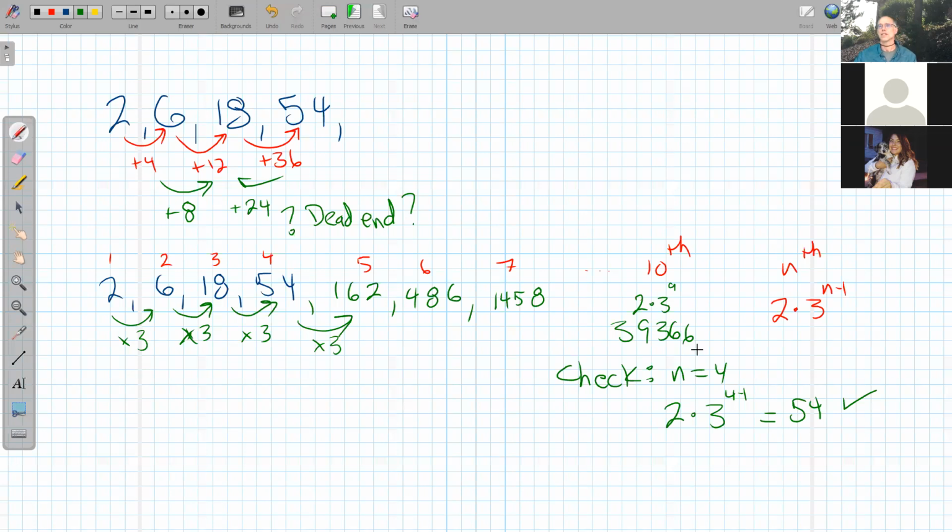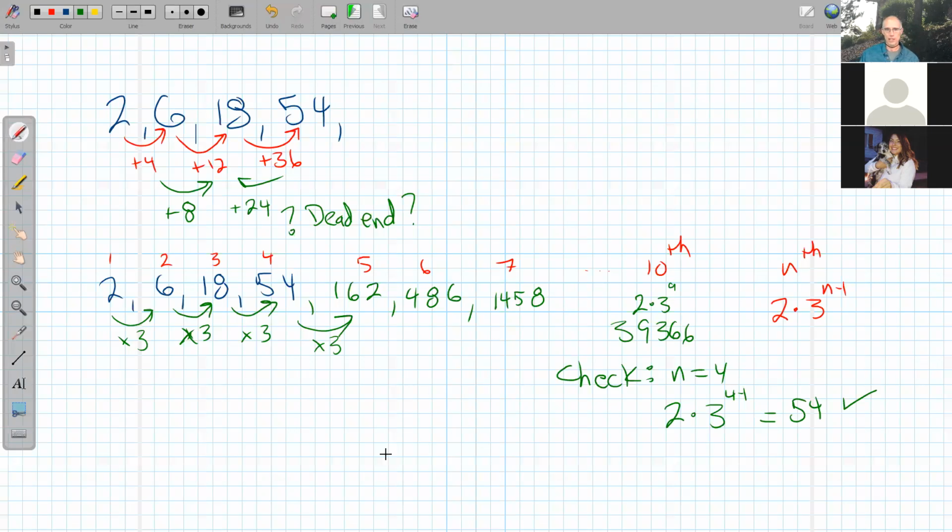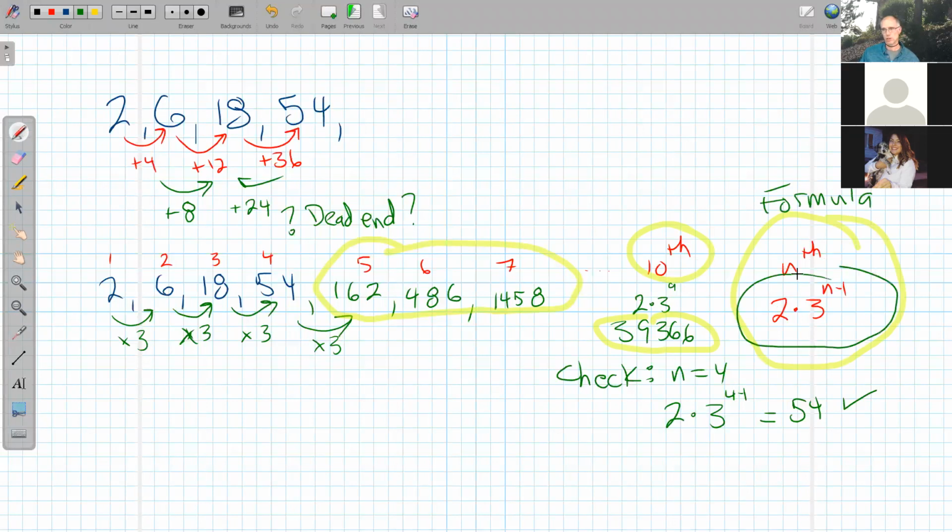Get that right? Okay. And then either I should explicitly write some stuff down or start highlighting things. So this is my continued pattern there. Here is my 10th term and my nth term formula. All right, making progress. Next.